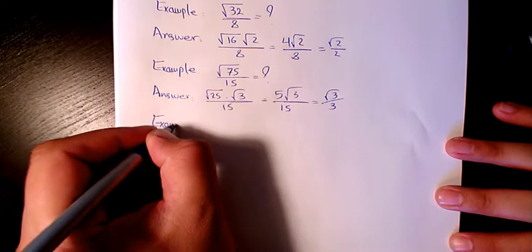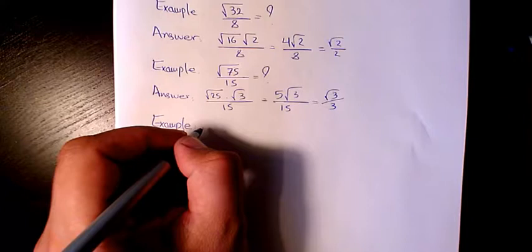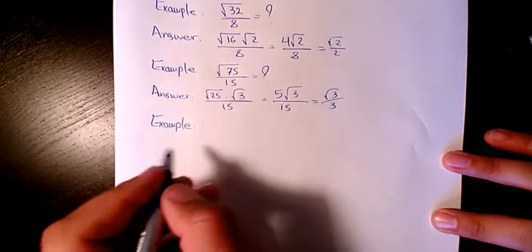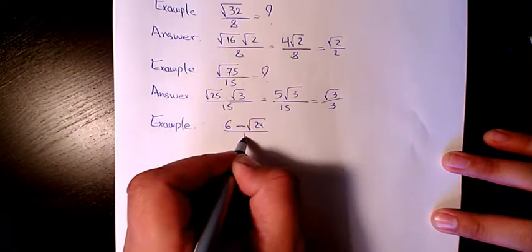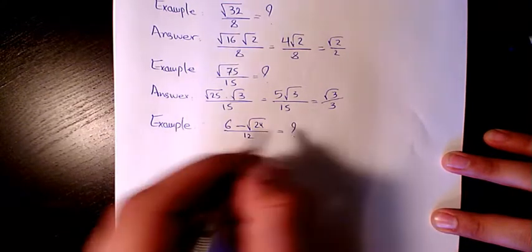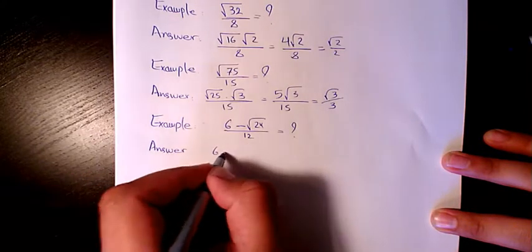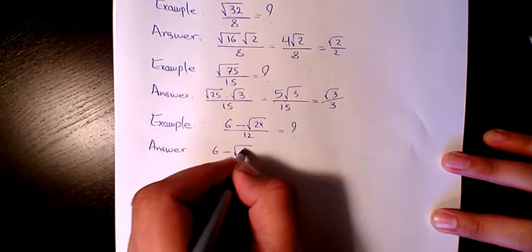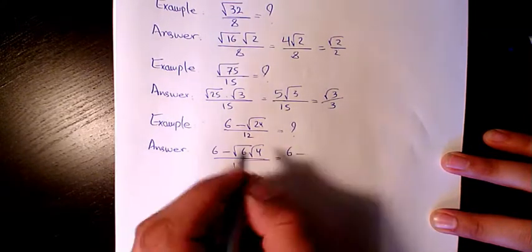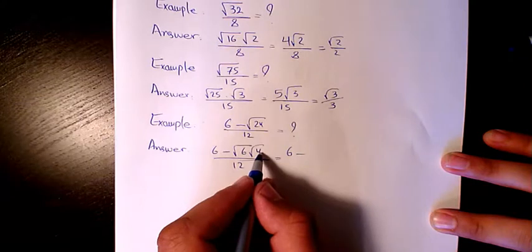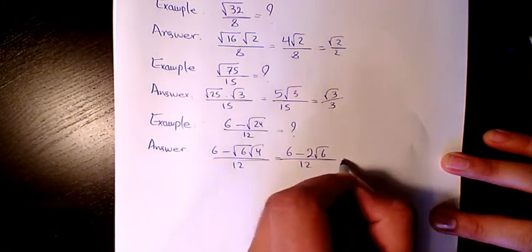Next example is 6 minus root 24 divided by 12. Answer is 6 minus root 24, which is root 6 times root 4, divided by 12. So we have 6 minus root 6 times root 4, root 4 is 2, so it's going to be 6 minus 2 root 6 divided by 12.